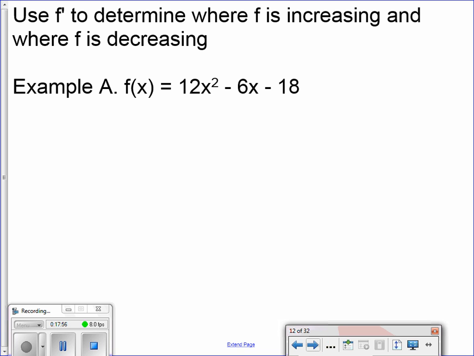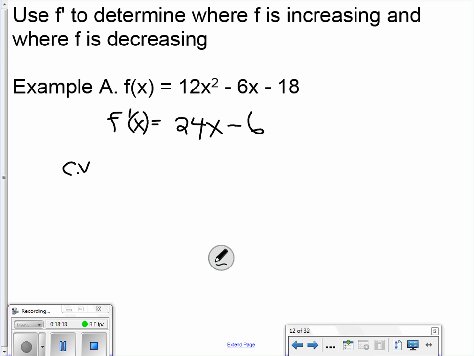All right, so the first one, without actually graphing this, we want to know where it's increasing or decreasing. So that's all about the first derivative. Tell me what the first derivative is. 24x minus 6. Now we said that a function can only change sign, at critical values, where the derivative is undefined, so it does not exist, or where the derivative equals 0.